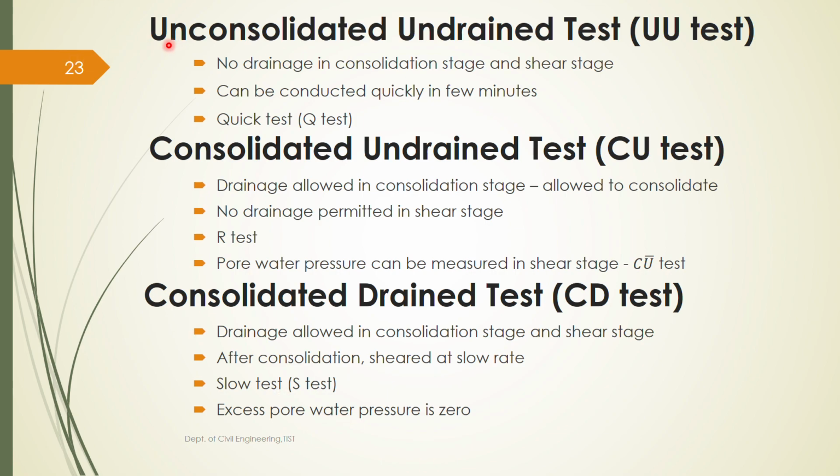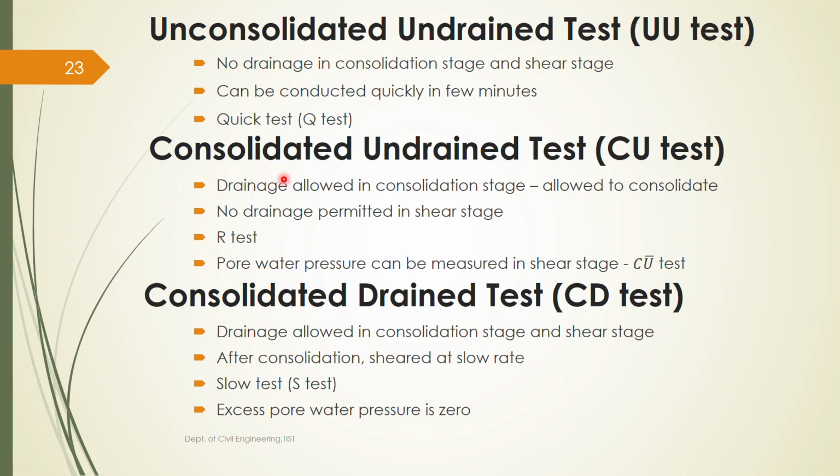Here in unconsolidated undrained test, drainage is not provided in the consolidation stage as well as shear stage. No drainage is provided in the consolidation stage and shear stage, and this can be done very quickly in a few minutes. So this is also known as quick test. Okay, and it is UU test. U from here and U from here. So it is UU test.